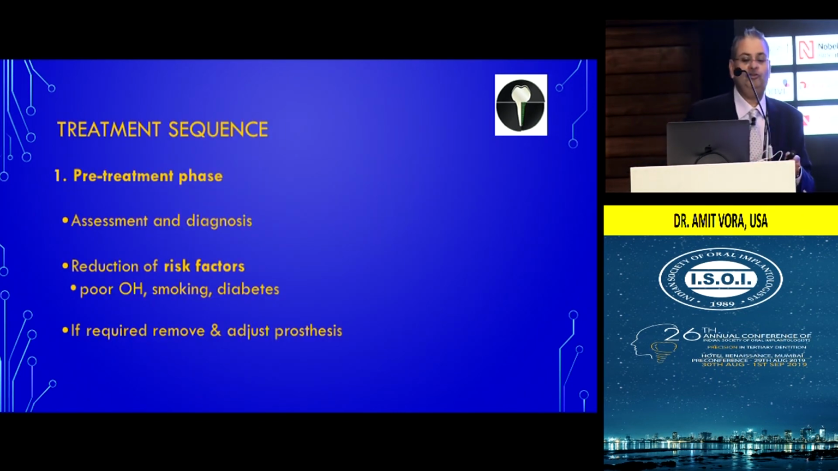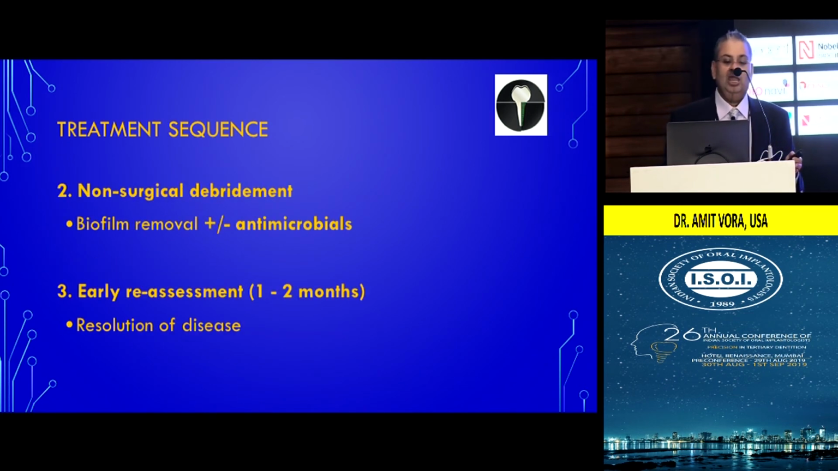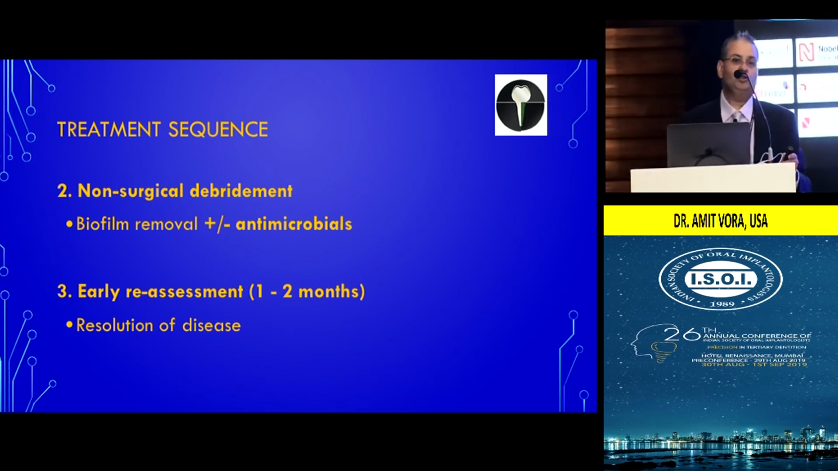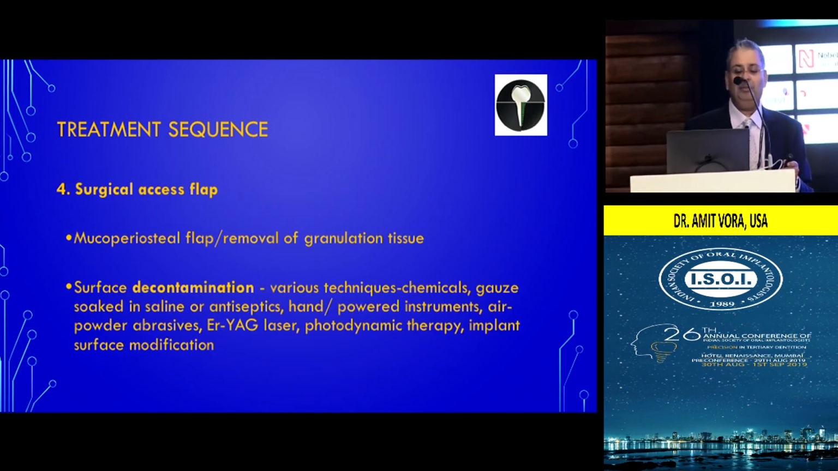So the sequence of treatment is you assess and diagnose, reduce the risk factors, obviously. Biggest ones: poor oral hygiene, smoking, diabetes. If required, you remove and adjust the prosthesis. And then non-surgical debridement with biofilm removal and antimicrobials as needed, and you reassess in a couple months. If the disease is resolved, it was probably mucositis, and you're fine. If it has not resolved, then you need to go with a flap.